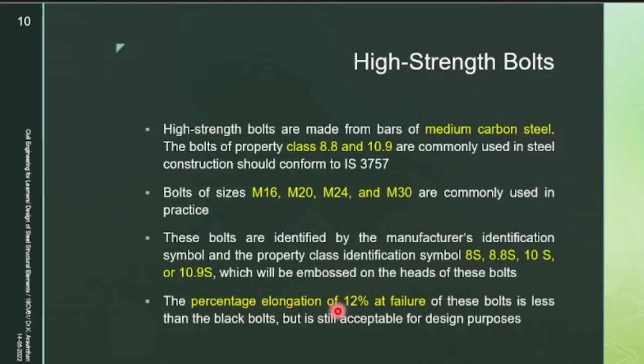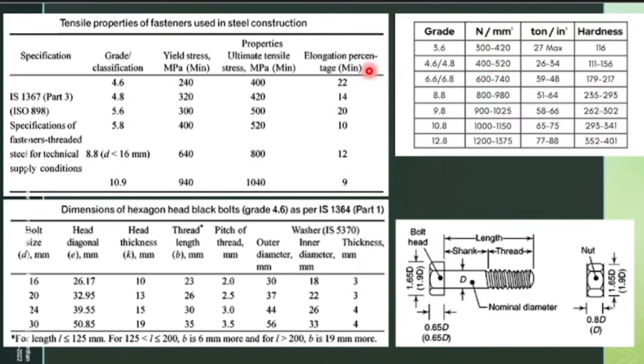Another thing is the percentage of elongation is 12% at the failure. So this is one of the important points when high strength bolt are considered. See, in this normal bolt, what is the maximum elongation? It is given here. For 4.6 grade, what is the elongation? 22% it is elongating. What do you mean by that? If you are having 100 mm, how much it will elongate? 22 mm it will elongate. If you are using 10.9 grade, how much it will elongate? Only 9%. So this is the difference.